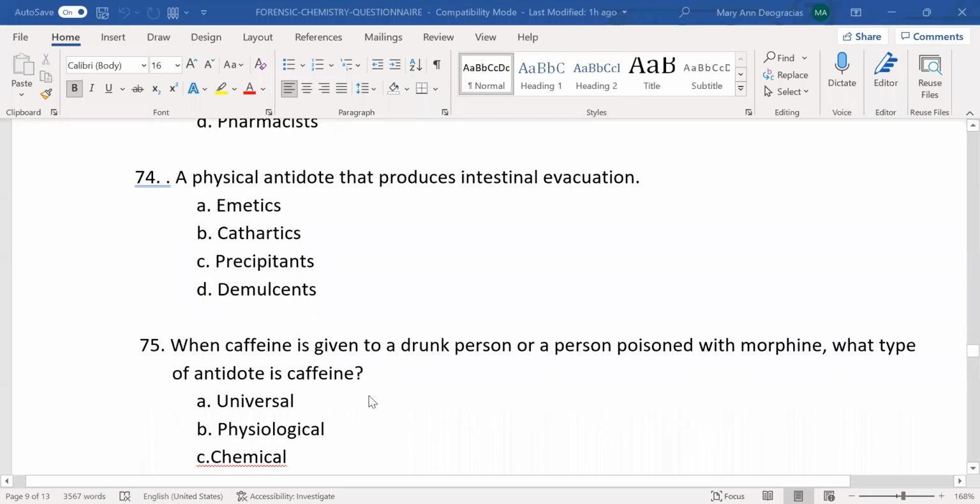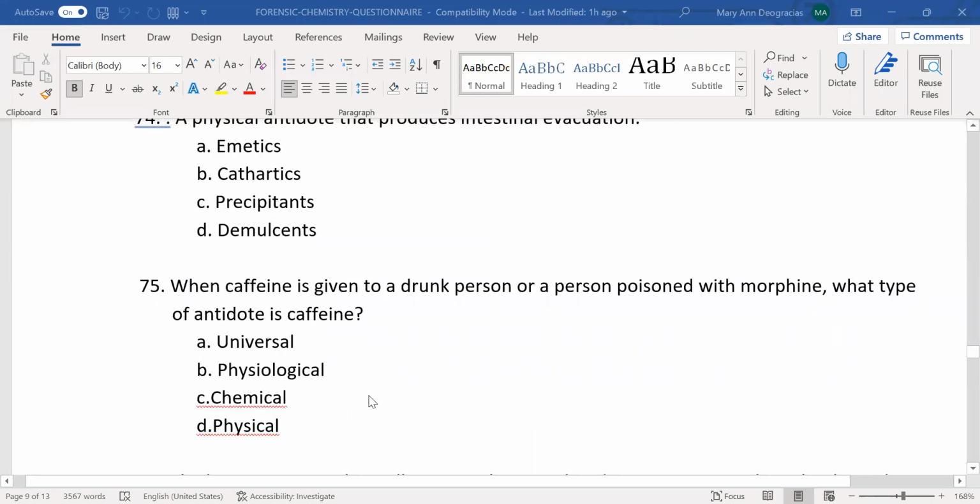75. When caffeine is given to a drunk person or a person poisoned with morphine, what type of antidote is caffeine? Ika-counteract niya yung effect ng poison, like coffee given to a drunk person or a person poisoned with morphine. Okay, letter C. Counteract the effect of the poison, its chemical test. Chemically counteracting. Ayan.